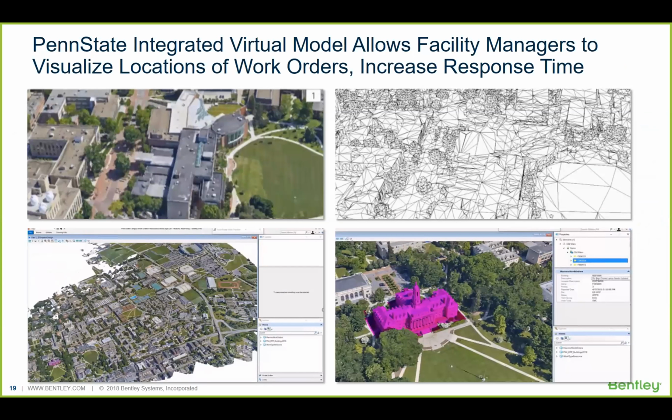So here next is an example from Penn State. Across its 24 campuses, Penn State owns and operates, I think, up to 2,000 buildings and structures. So maintenance of these facilities, of course, is a huge undertaking. It must be constant and consistent to keep the university running smoothly.